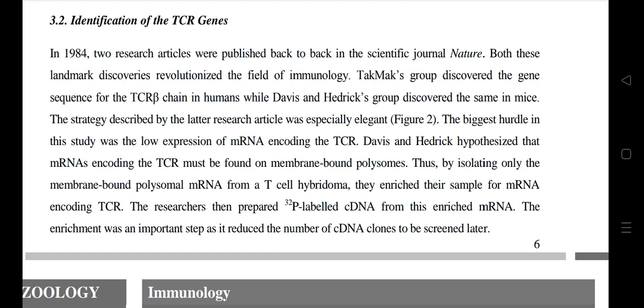The strategy described by the latter research article was especially elegant. The biggest hurdle in this study was the low expression of mRNA encoding the TCR. Davis and Hedrick hypothesized that the mRNAs encoding the TCR must be found on membrane-bound polysomes. Thus, by isolating only the membrane-bound polysomal mRNA from a T-cell hybridoma, they enriched their sample for mRNA encoding TCR. The researchers then prepared 32P-labeled cDNA from this enriched mRNA. The enrichment was an important step as it reduced the number of cDNA clones to be screened later.